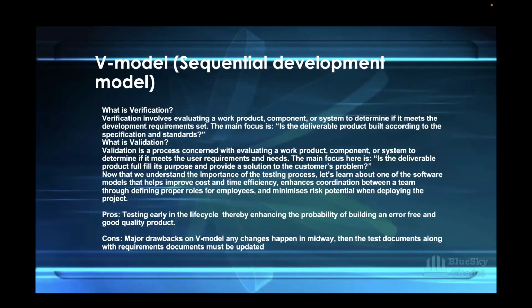So here we then have the V model sequential development, which is what is verification. Verification involves evaluating a work product, component, or system to determine if it meets the development requirement set. The main focus is that the deliverable product is built according to specification and standards. So verification ensures that the product is being built correctly according to the design specification and requirements. Like, are we building the product right? That is you verifying. Like I said, is the deliverable product built according to the specification and standard, which is, are we following the requirement?